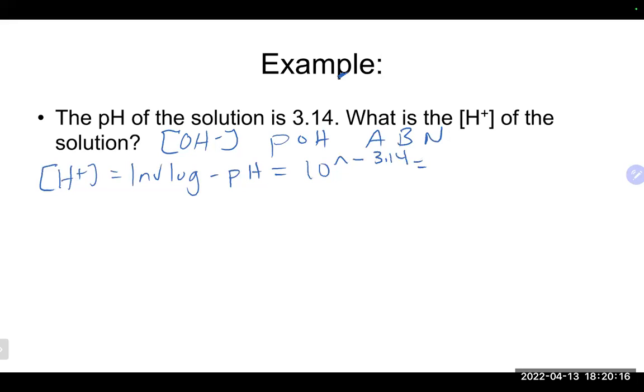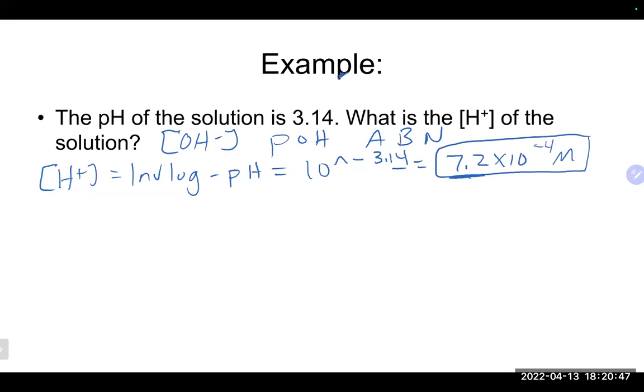I'm going to go with this calculator. I seem to agree with everybody. We got this minus 3.14, and it looks like we end up with a 7.2 times 10 to the negative 4, and it should have a molarity there as a concentration. Again, two decimal places, two sig figs there in the concentration.